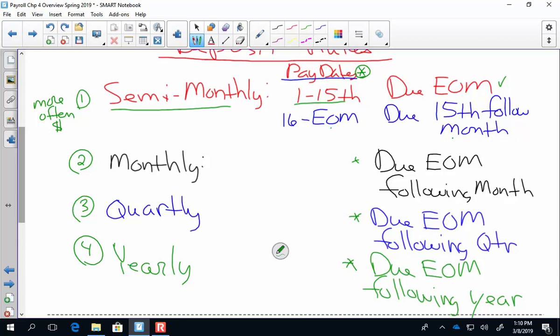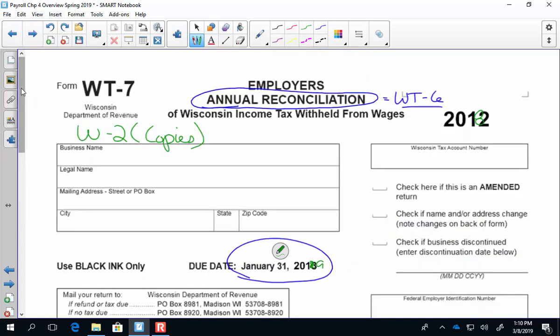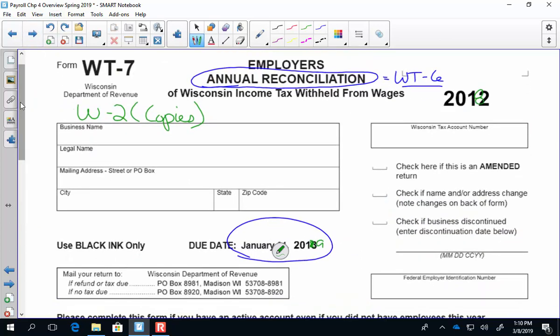The rest of these are basically all the same. If I'm monthly, I have a month to pay it. If I'm quarterly, I still have a month to pay it. If I'm yearly, I have a month to pay it after those periods end. So those are pretty straightforward. That's the WT6, and the WT7 for Wisconsin is the summary.